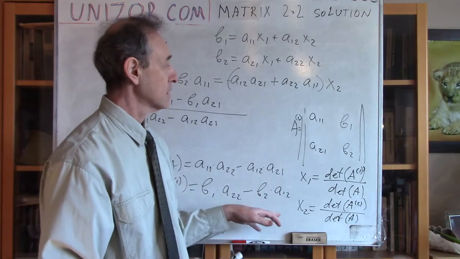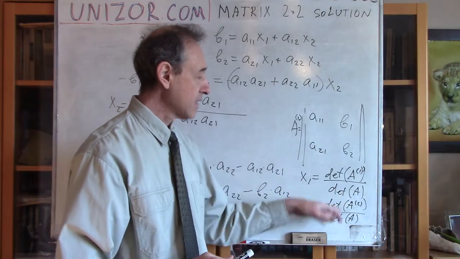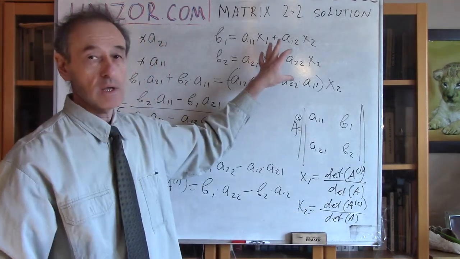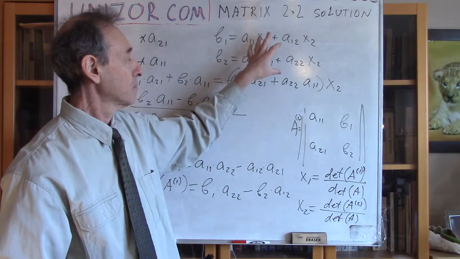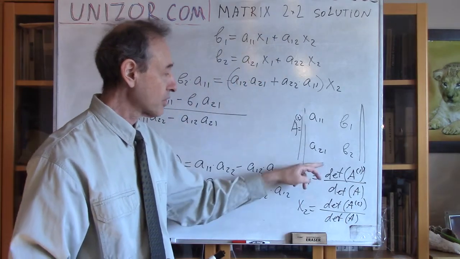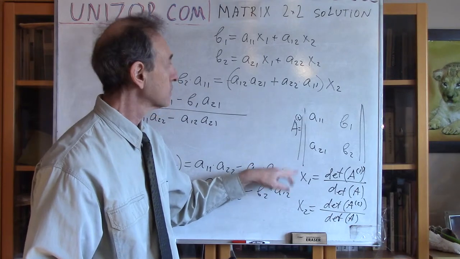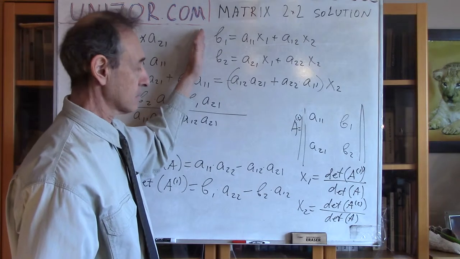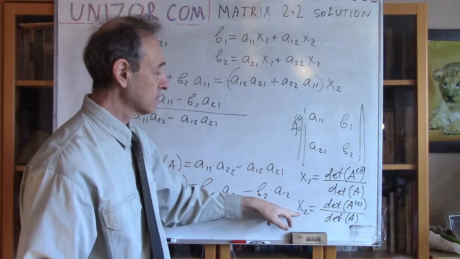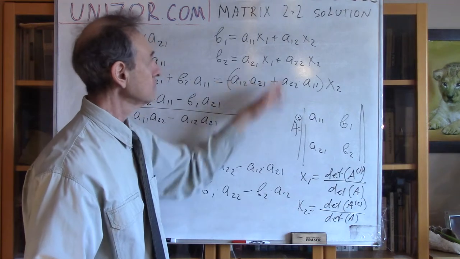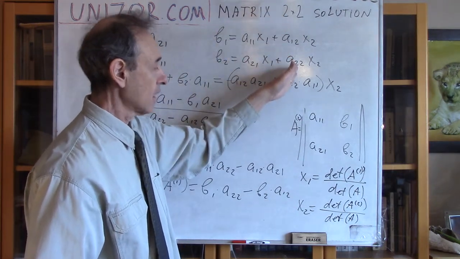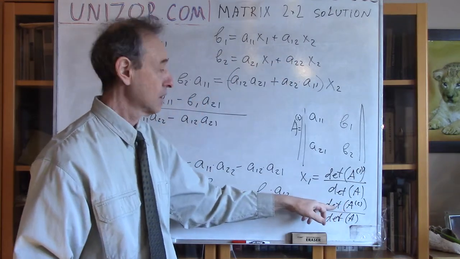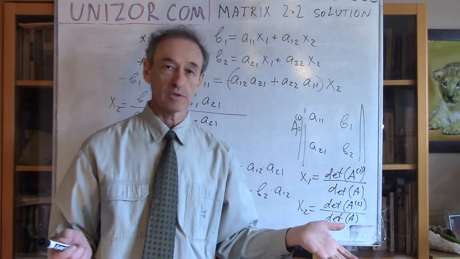What you have to do is, first of all, the denominator for all of these solutions is exactly the same. It's the determinant of the matrix of the coefficients. And for the numerator for the first one, you have to substitute in this matrix the first column with free members and get the determinant. For the second unknown variable, you have to substitute the second column in the matrix of the coefficients with the free members and get the determinant. And that's how basically you get the solutions.